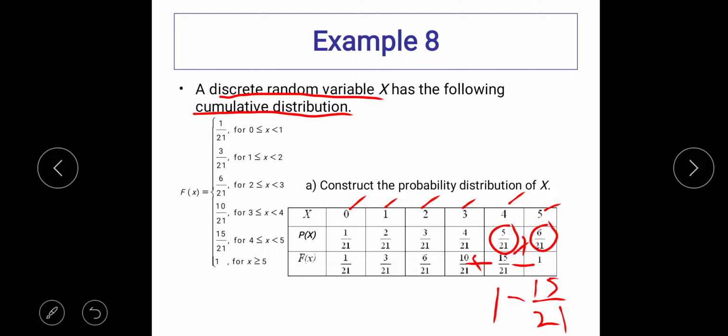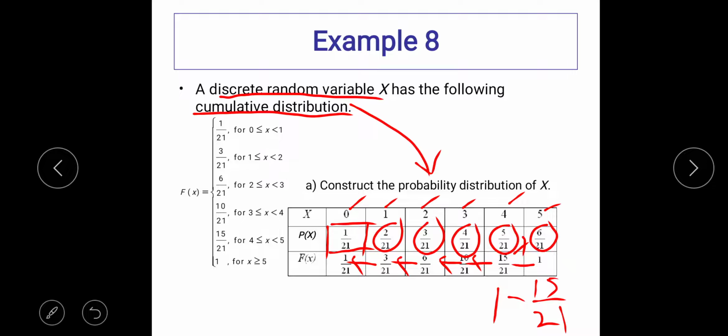And then basically you are reversing. So 10 over 21 minus 6 over 21, you get 4 over 21. So you keep on subtracting. Okay, 6 minus 3, so you get 3 over 21. Then 3 minus 1, you get 2 over 21. And finally, you still use that 1 over 21 when x is just 0. So in this case you're going the reverse way, from cumulative to get the probability distribution function.